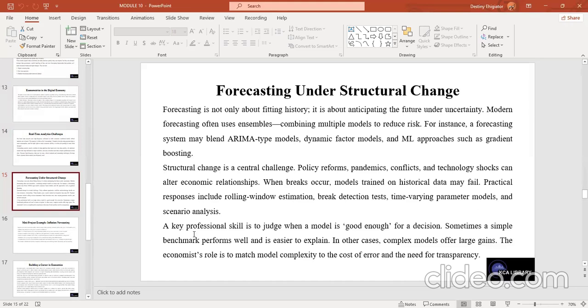A key professional skill is to judge when a model is good enough for a decision. Sometimes a simple benchmark performs well and is easy to use. In other cases, complex models offer large gains. The economist's role is to match model complexity to the cost of error and the need for transparency.